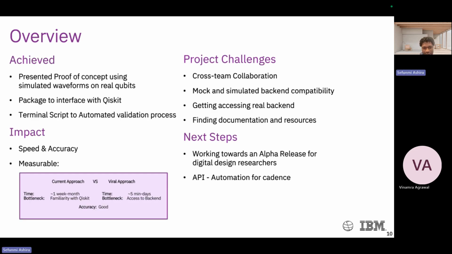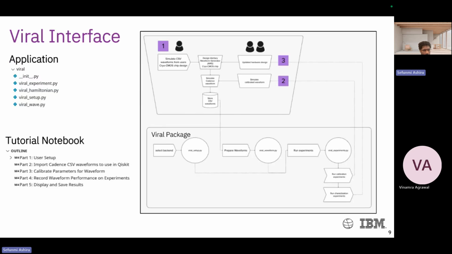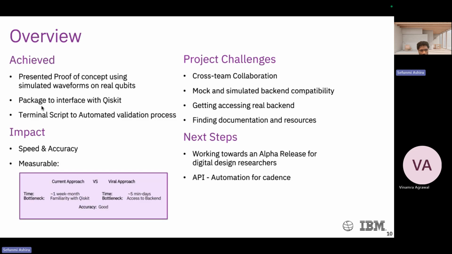So we didn't start from there. Obviously, we started with just a tutorial called Calibrating Qubits in Qiskit. We just followed the tutorial documentation and created a Jupyter notebook. There was a proof of concept that you could take some simulated waveform and run it on real qubits. Then after that, we took that Jupyter notebook and created functions from it, and then organized those functions into specific sections like viral experiments, Hamiltonian, setup, waveform.